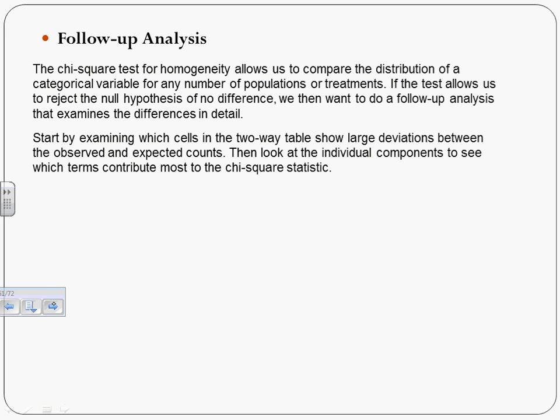All right, so the follow-up analysis. The chi-square test allows us to compare the distribution of categorical variables for any number of populations or treatments. If the test allows us to reject the null hypothesis of no difference, we then want to do a follow-up analysis that examines the differences in detail. Start by examining which cells in the two-way table show large deviations between the observed and expected counts. Then look at the individual components to see which terms contribute most to the chi-squared statistic.